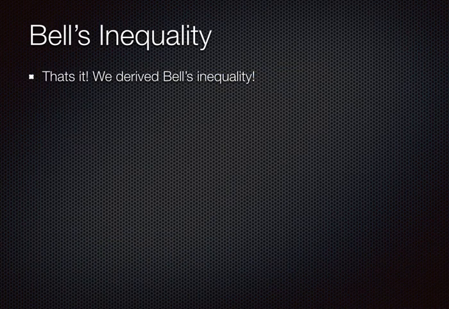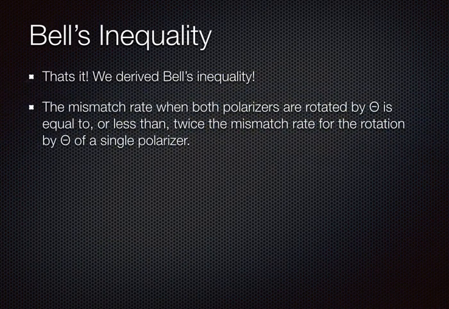That's it. That's basically Bell's inequality. The mismatch rate when both polarizers are rotated by theta is equal to or less than twice the mismatch rate for the rotation of theta by a single polarizer. So the fact that you turn one 5 degrees and you turn another one 5 degrees, mathematically it's the same thing as taking one and turning it 10 degrees.